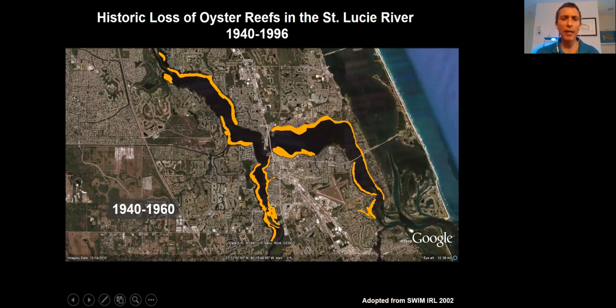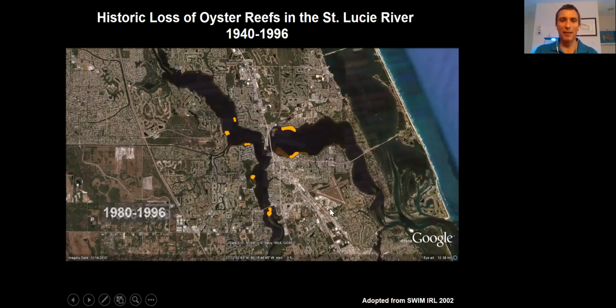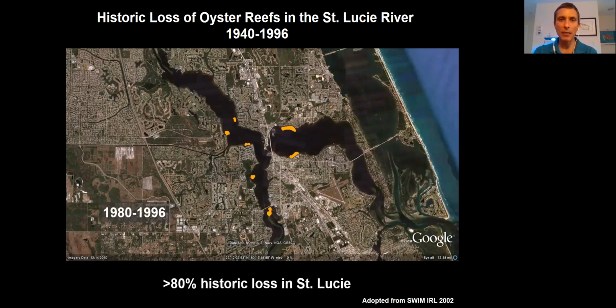Fast forward another 2 decades, 1960 to 1980 brings about some changes. You could see our oyster reefs have shrunken considerably. The next step is even more disheartening. 1980 to 1996, there's almost no healthy oyster reef left in the St. Lucie. We've lost 80% of our historical oyster reef cover in the last 60, 70, 80 years.